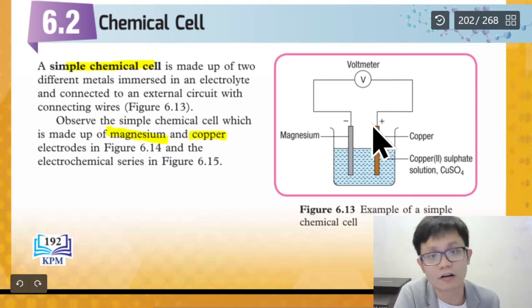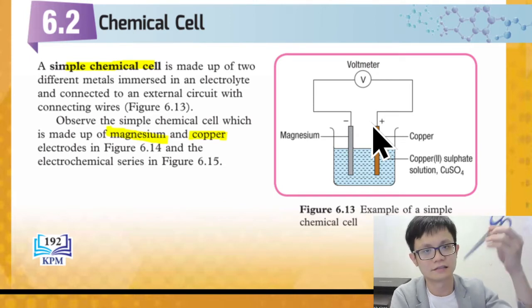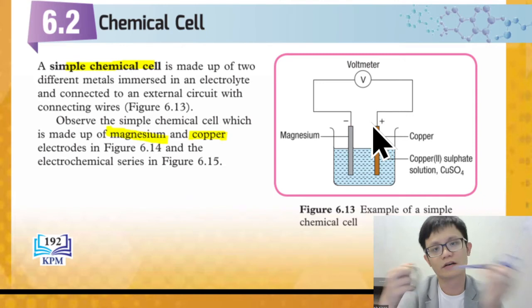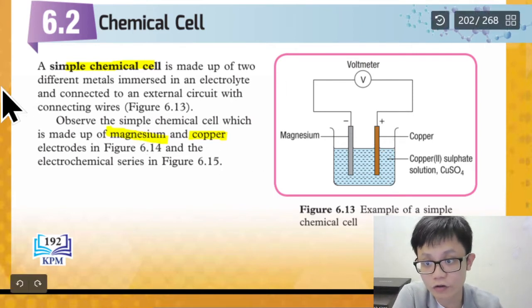we need to know the conditions to make a battery. It won't work if I use the same metal. Let's say I use this and this metal and I put them inside the water. It won't work because these two things are the same. The metals are the same. It won't work.